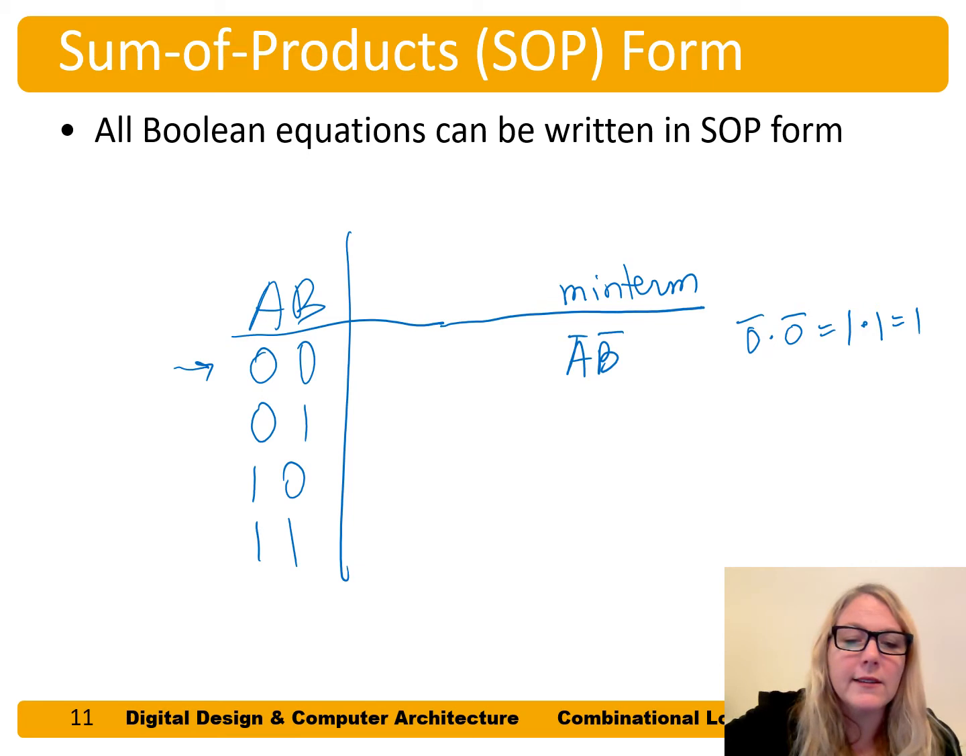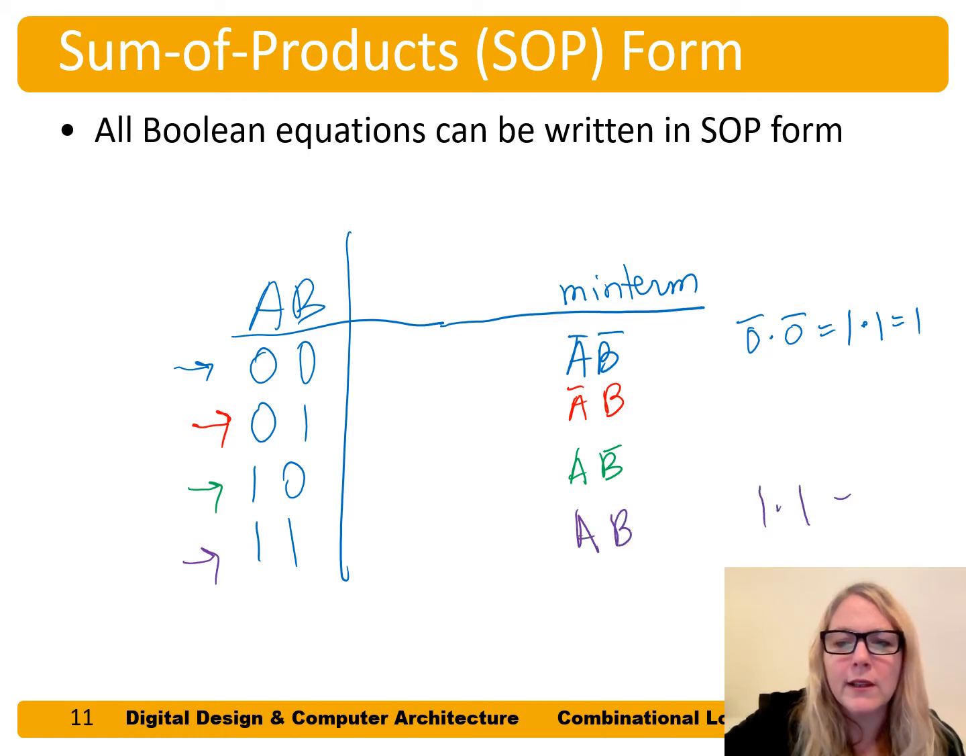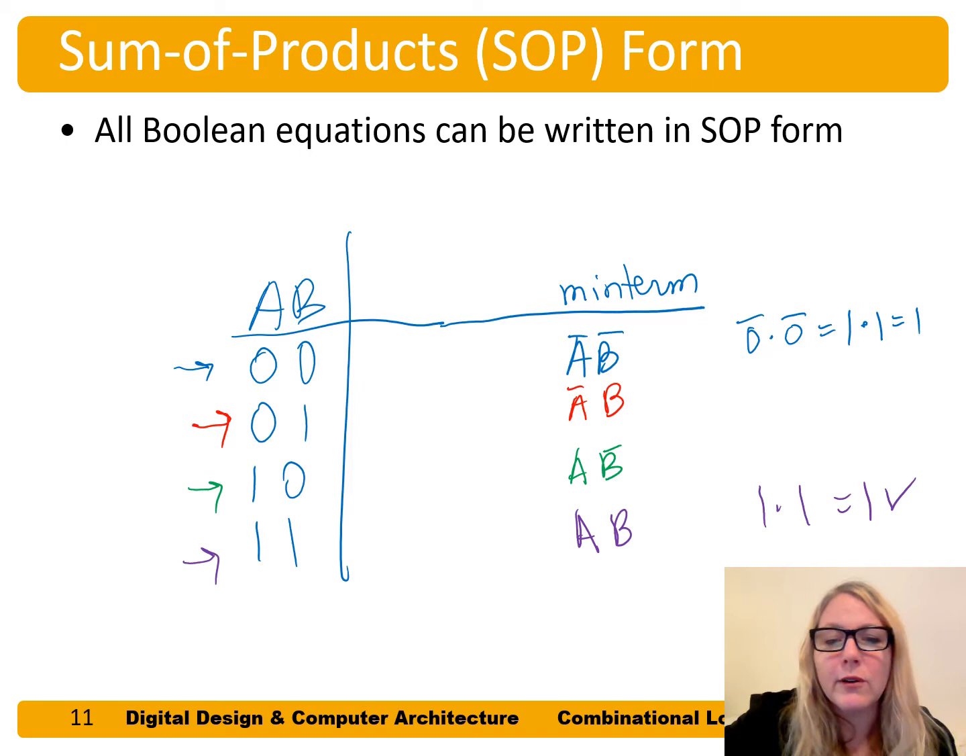So for the next row, where A is 0 and B is 1, that minterm is A bar B. For A is 1 and B is 0, it's A B bar. And for the last row, the 1, 1 input combination, it's A and B, because 1 and 1 equals 1. It's true for that row, and it turns out it's not true for any other input combination. So if A and B were 0, 0, only this minterm will be true. All the other ones will be false.